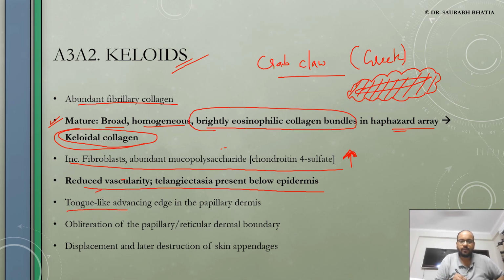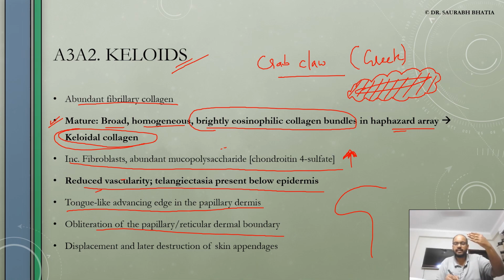There is a tongue-like advancing edge in papillary dermis. A tongue-like, a broad advancing edge. Okay. There's obliteration of the papillary reticular dermal boundary. Now remember, in papillary dermis, it is more of a vertical collagen, while in reticular dermis, there's more of a longitudinal or horizontal collagen. And this forms a little bit of ill-defined boundary between the two. In normal biopsy, that boundary is seen; it is lost in keloids. So go back and see our lecture on histology of normal dermis, and you will be able to understand what I'm saying. There is displacement and later destruction of skin appendages in keloidal tissue.